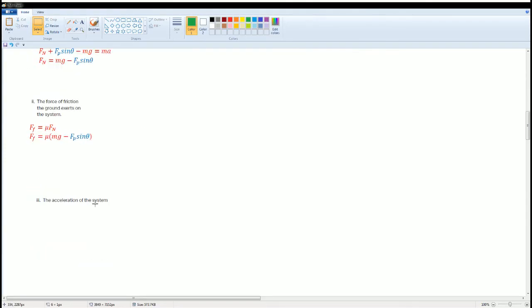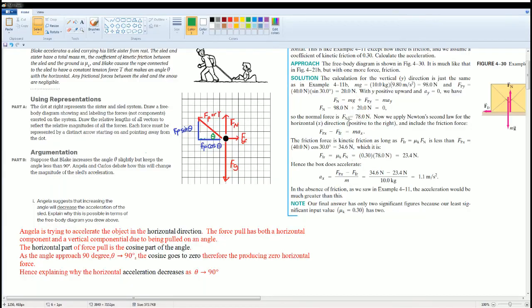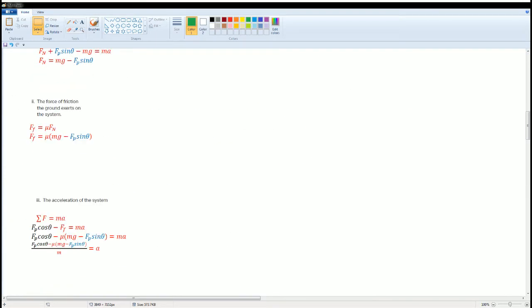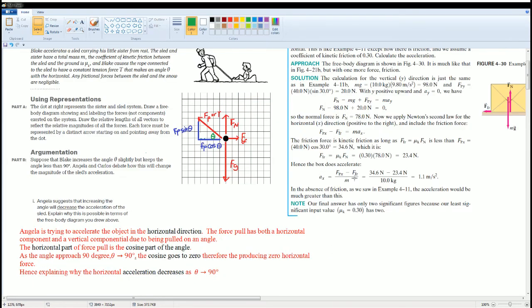Last part is to find the acceleration of the system, exactly like this format. Now they just plug it in: acceleration is equal to the summation of all the forces divided by the mass of the system. The mass of the system is just the m. And this is what I wrote. These are all the parts of the force in the acceleration. Here you have the cosine part and minus the force of friction. The force of friction came from up here. Substitute it, divide by m, gets the acceleration. Exactly the way it's done here.